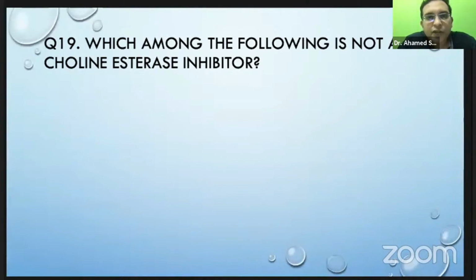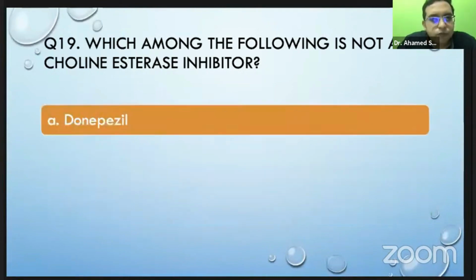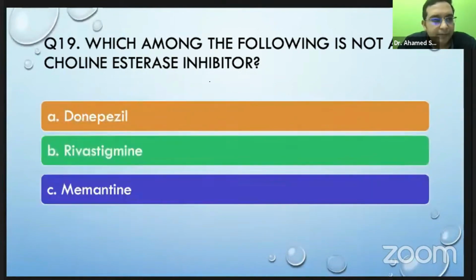Which of the following is not a cholinesterase inhibitor? We had seen that because of the damage to the cholinergic neurons in the pathophysiology, there is decreased synaptic transmission, and there is memory impairment. So we try to give a cholinesterase inhibitor so that more choline is there in the synapse, and there is improvement in memory. The answer is actually memantine.